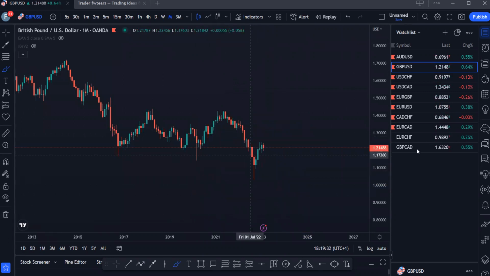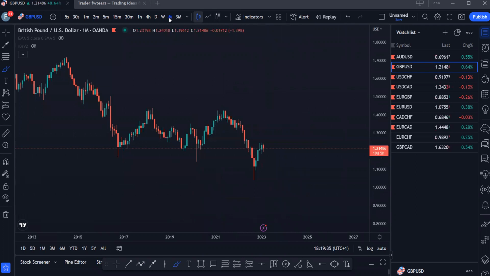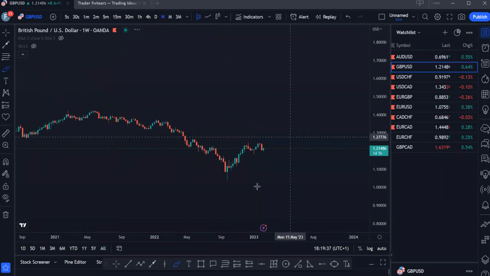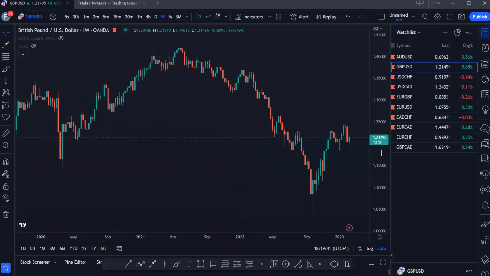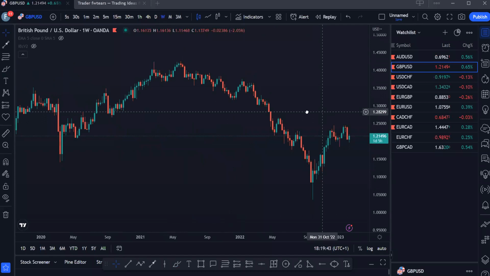So the monthly has given us a story. Let's see if that story aligns with the weekly time frame. What do we have on the weekly? On the monthly, price is bearish. On the weekly, price is also still bearish.